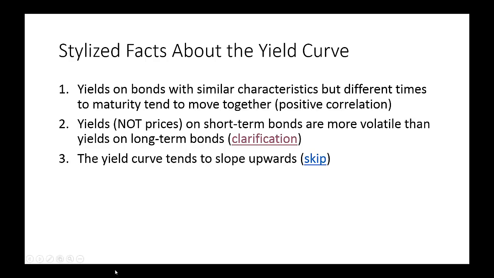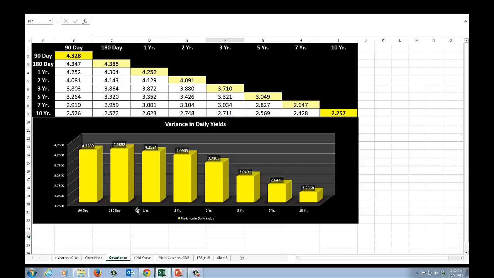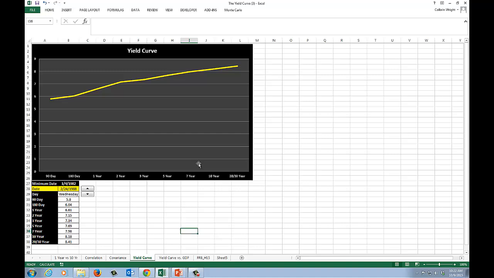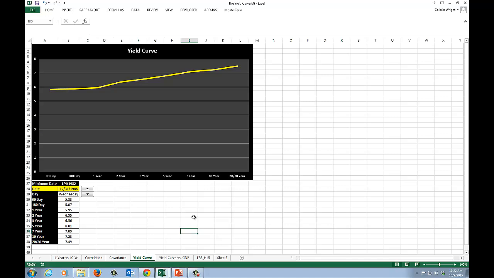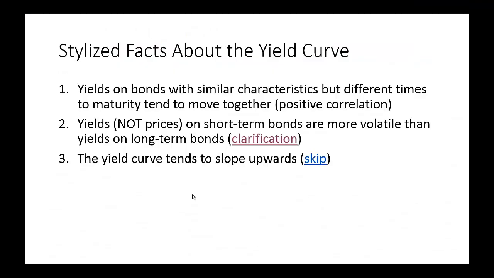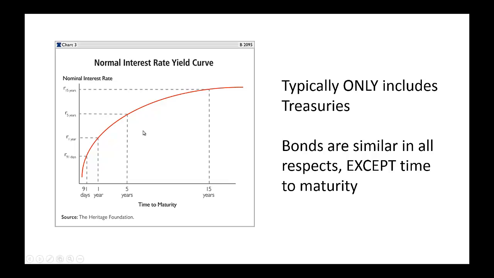The third stylized fact related to the yield curve is that it generally slopes upwards. Let me try to show this to you. What I've done here is I've just created a little macro that I can use to show you the yield curve over time. So here's the yield curve in the late 80s. And I hope you can see that whether I'm clicking forward or backward, that yield curve generally slopes upwards. And I could take you through more episodes in history, but I hope I've shown you enough just to make you feel comfortable with the idea that this truly is the general shape of the yield curve.